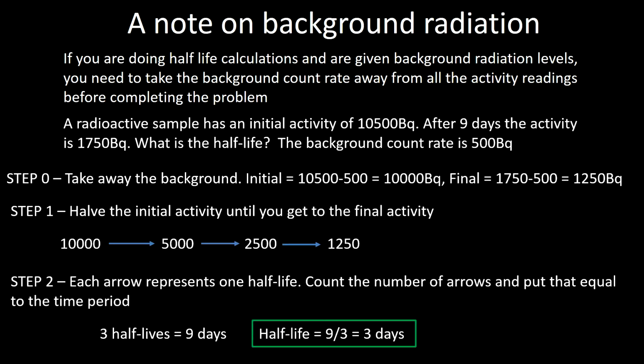If you forget to do that, you may find that the halving never gets you to the right value for the final count rate. So if that happens, do check whether there's a background count given in the question, because you might need to take it off first. So that's half-life, what it is, how to find it from a graph, and how to use it in calculations.